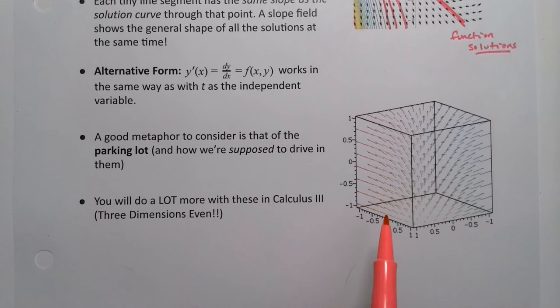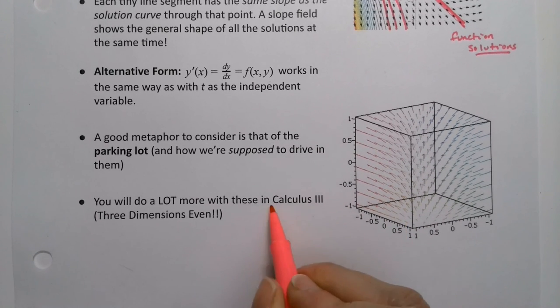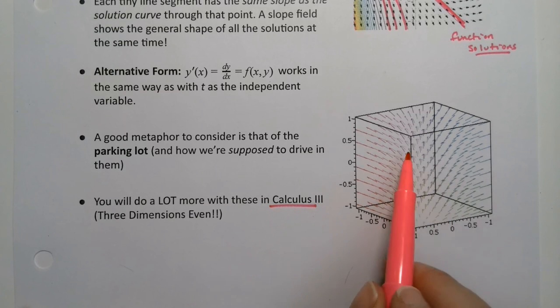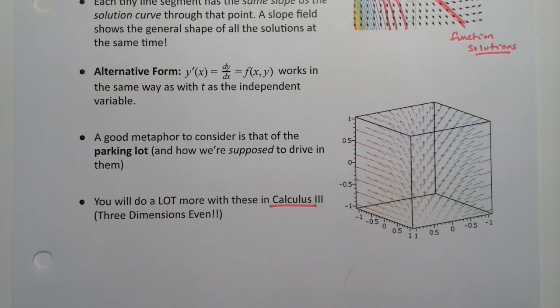And of course, you're going to use this in Calc 3 a lot, even in 3 dimensions. This is a 3-dimensional direction field from Calc 3. Isn't that fun? Again, there's arrows on that because there's something slightly different going on in Calc 3, but the picture still is true, and it's fun to look at. I think it's cool.